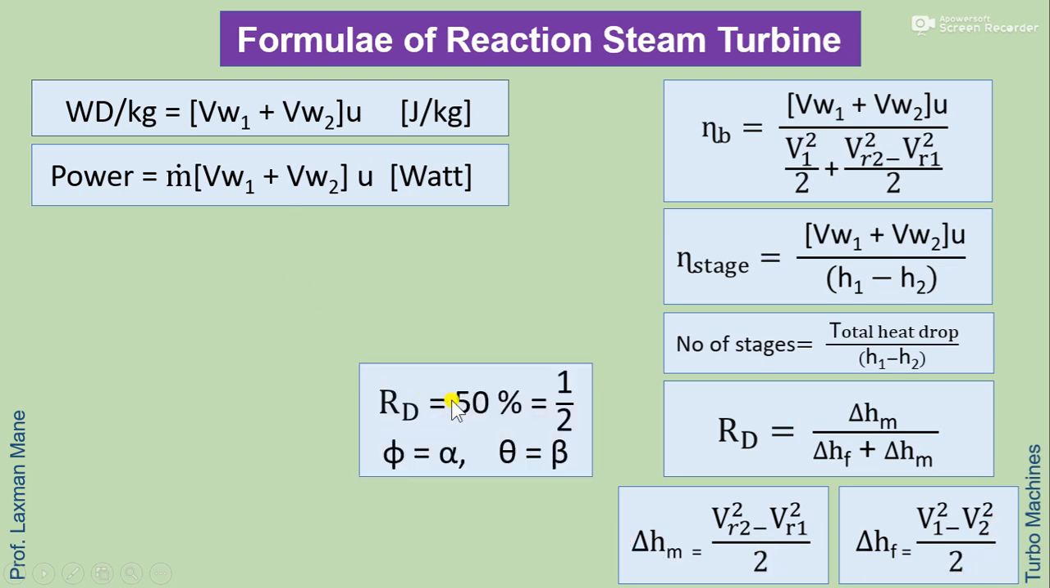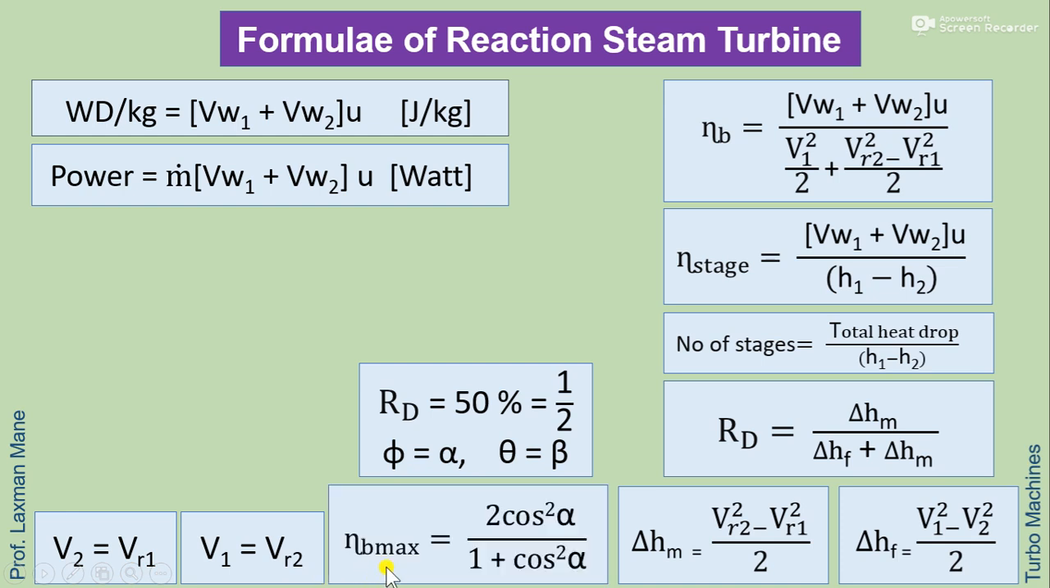Degree of reaction as 50% means the blades of the reaction steam turbine are symmetrical in shape, or equiangular. That means phi is equal to alpha and theta is equal to beta. V2 is equal to Vr1 and V1 is equal to Vr2. Maximum blade efficiency for this is 2 cos square alpha divided by 1 plus cos square alpha.